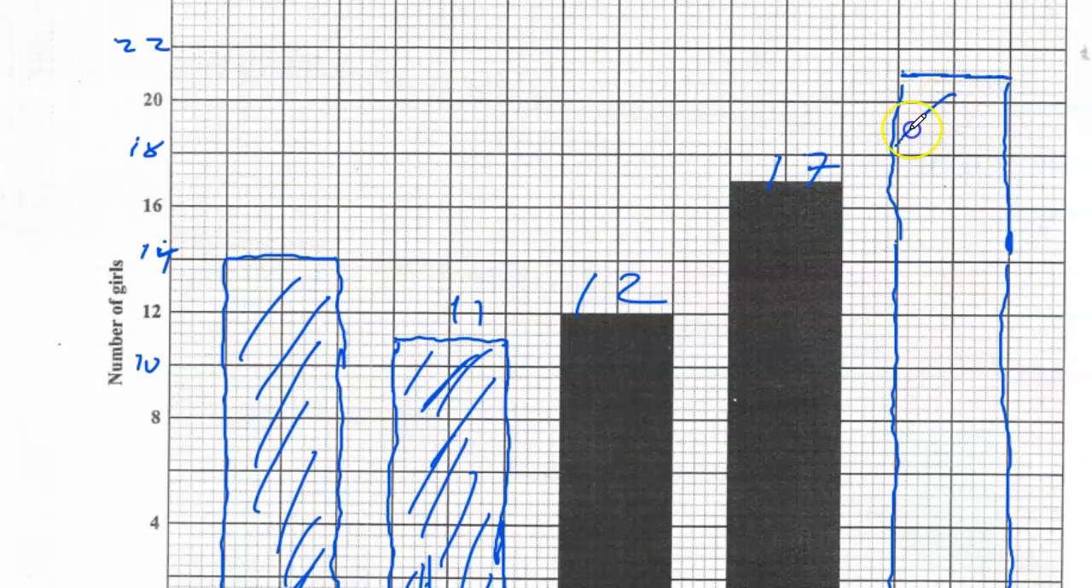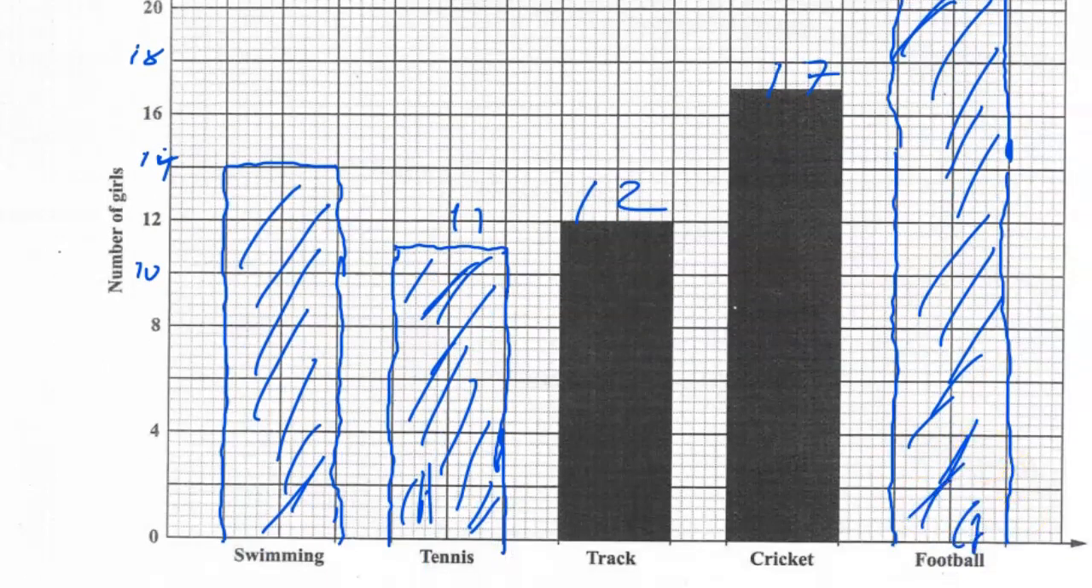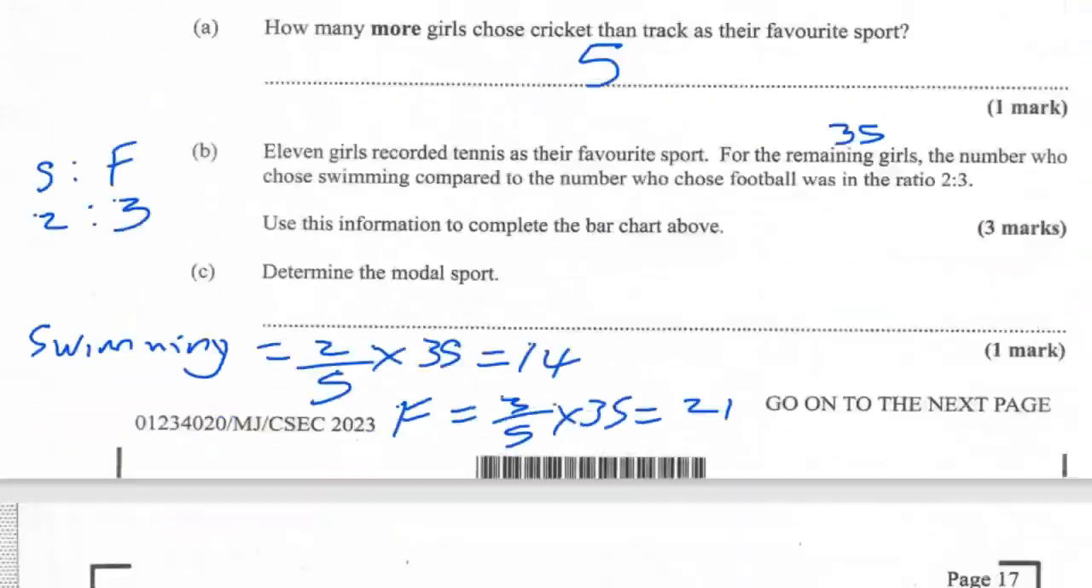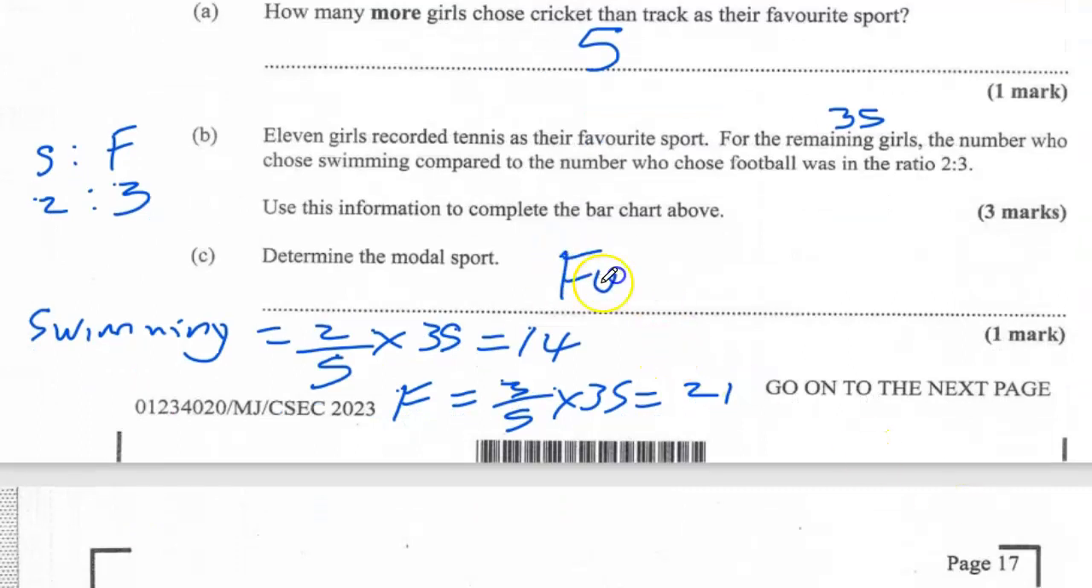All right, so this is of course the mode. The mode would have to be football. That's the tallest bar. So the modal sport would have been football.